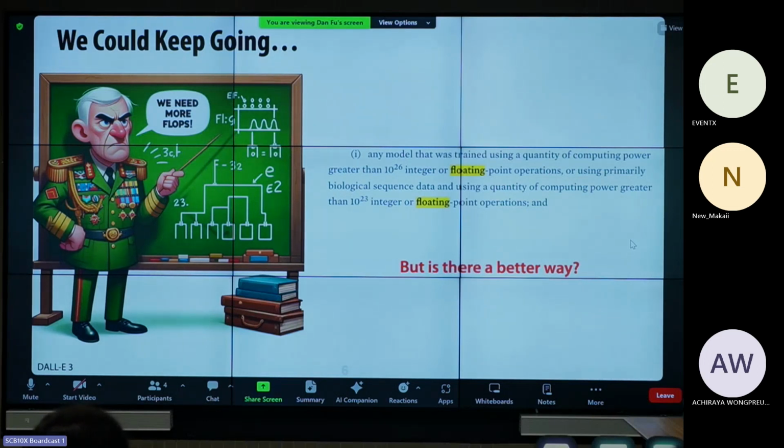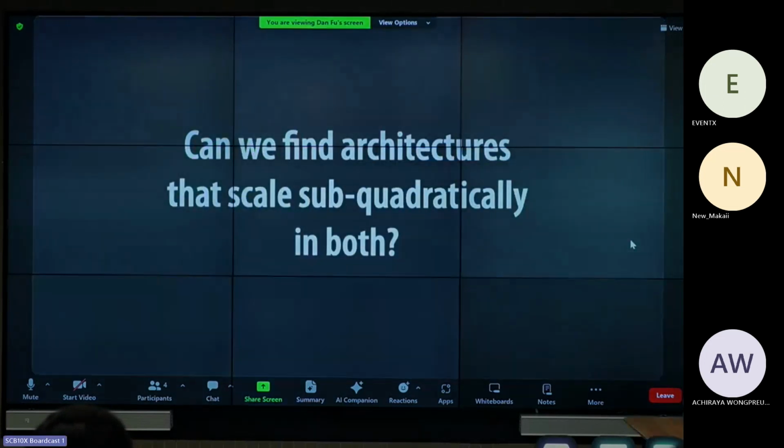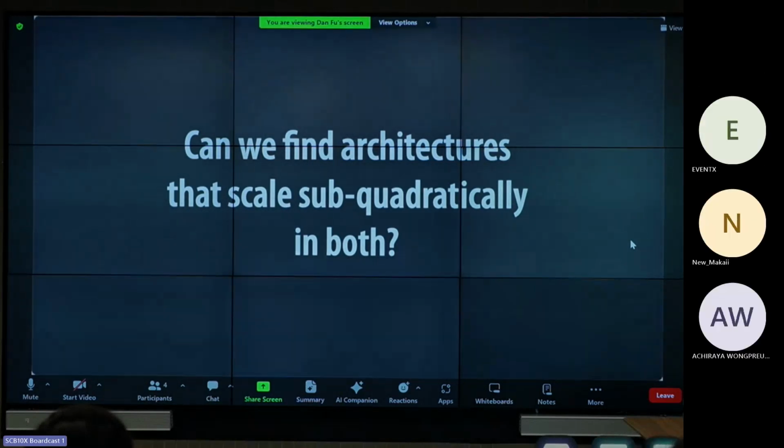Can we do something else besides just scale these models up? In particular, can we find performant architectures that can scale sub-quadratically in sequence length, like the model mentioned? Because if we can, that could really change the calculus of what models we want to be training. So I'm going to be talking about two papers today along both these axes: scaling sub-quadratically in sequence length and also sub-quadratically in the model dimension.